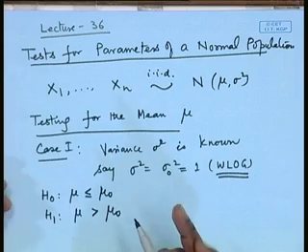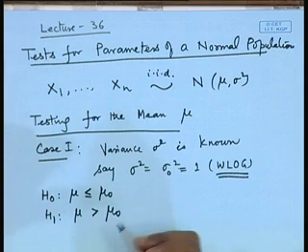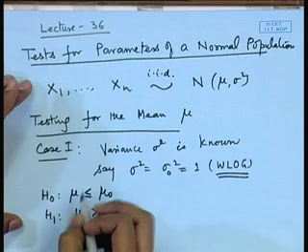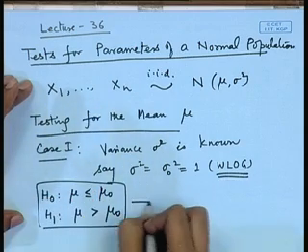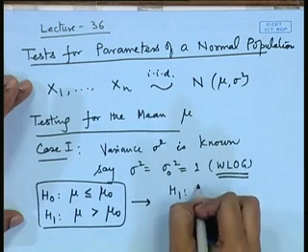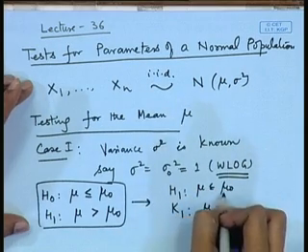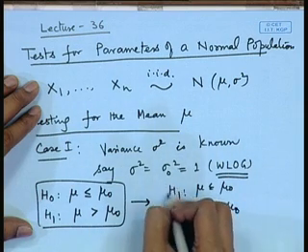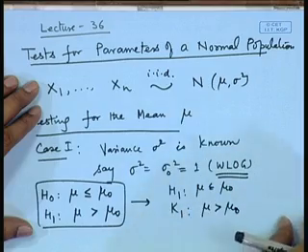In particular, I will be considering 4 types of hypothesis. For convenience, let me give some names to these, because I will be describing them in detail. I will give a new notation to this. I will call H1: mu is less than or equal to mu naught, and K1: mu is greater than mu naught, where the null hypothesis is denoted by H and the alternative hypothesis is denoted by K.